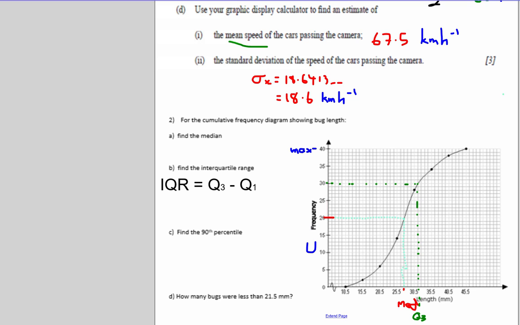28, what are the units for bug length? That's right, it's mm. That's better, because that matches more what we did here. That's what was throwing me. Okay, Q3 minus Q1. What did we get for upper quartile? When you read across and down, about 31.5. It's hard to get it accurate because it's a crummy graph.